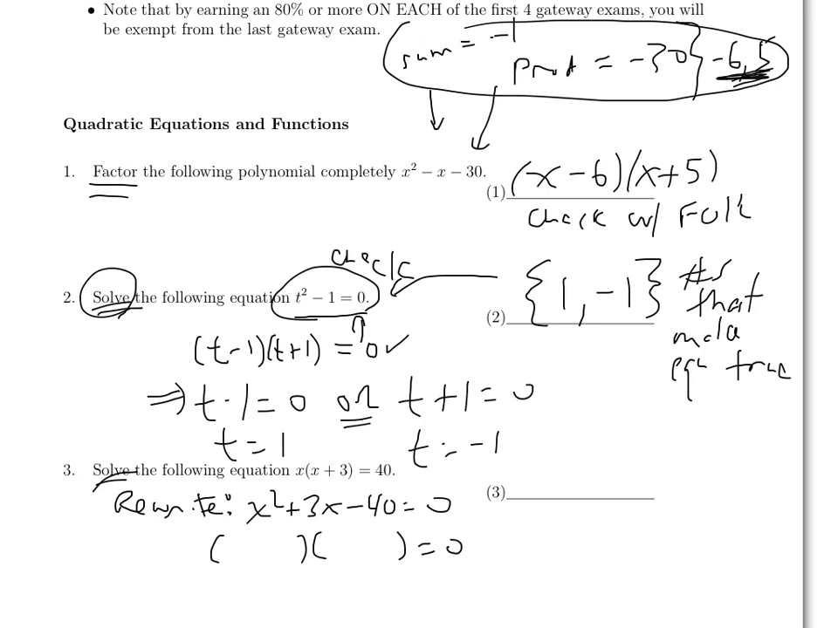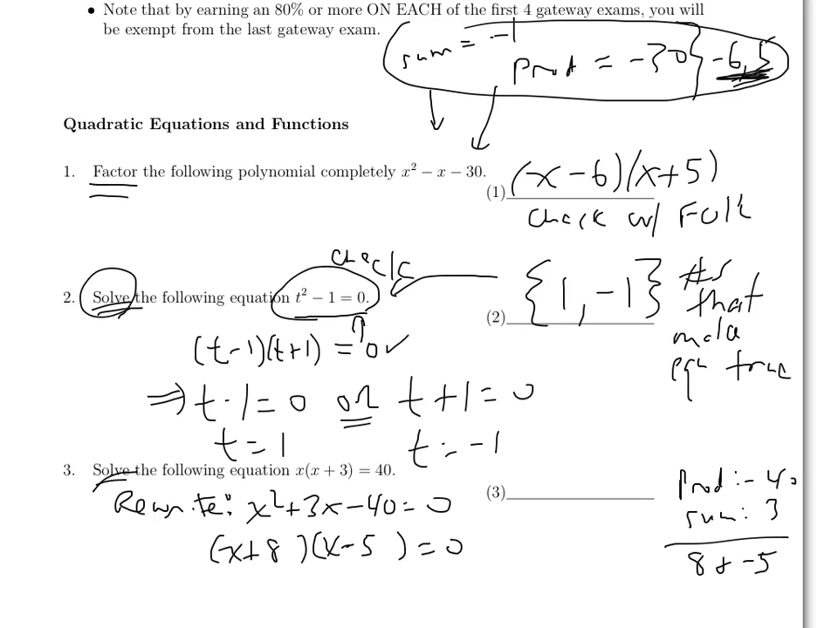My factor pair in this problem would have to multiply together to be negative 40 and sum to be 3. And so if you run through the factors of negative 40, you'll come up with a factor pair of 8 and negative 5. 8 and negative 5 have a product of negative 40 and a sum of 3. And so this factors as x plus 8 times x minus 5.